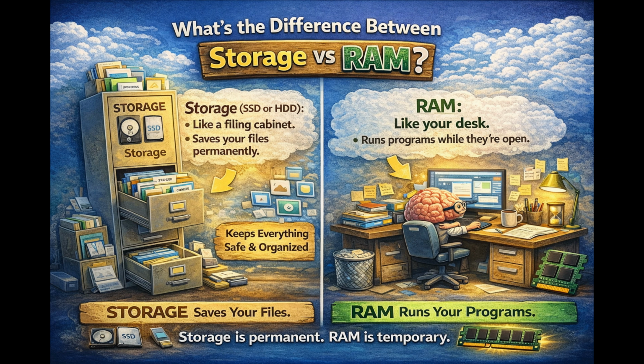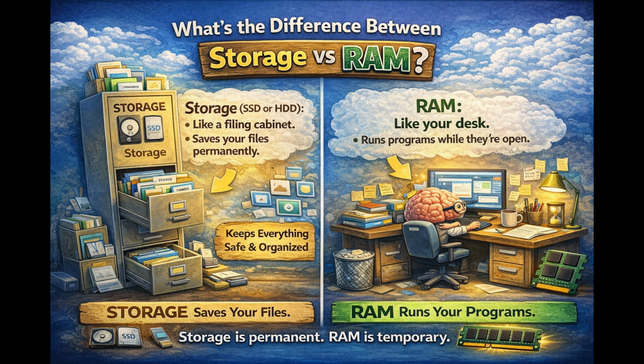Now, a lot of people get confused between RAM and storage. So let's clear that up. Your storage, like an SSD or hard drive, is where all your files are kept permanently. Photos, videos, documents, games, everything you save goes into storage. RAM, on the other hand, is temporary. It only helps your computer run programs while they are open.